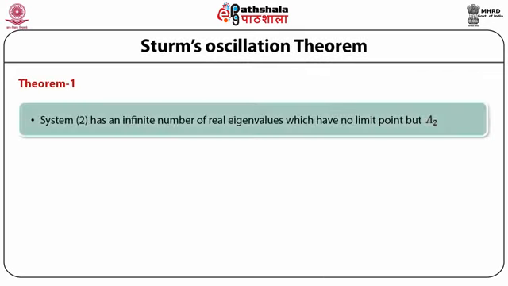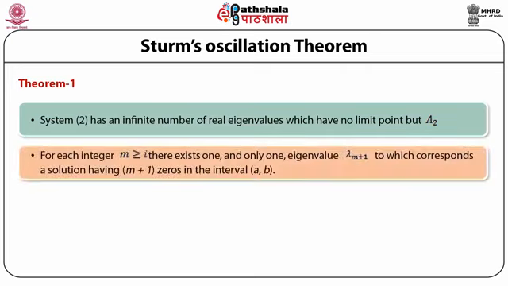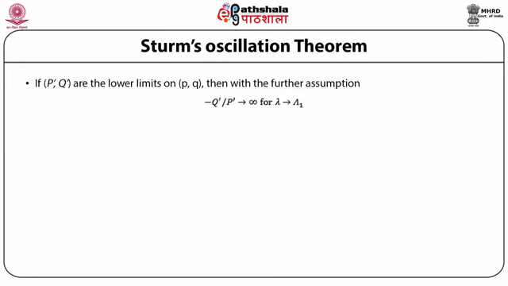Theorem 1. The system described by equation 2 has an infinite number of real eigenvalues which have no limit point but lambda 2. For each integer m greater than or equal to 0, there exists one and only one eigenvalue lambda m plus 1 to which corresponds a solution having m plus 1 zeros in the interval a to b. If capital P prime and capital Q prime are the lower limits on small p and small q, then with the further assumption minus capital Q prime by capital P prime tends to 0 for lambda tending to Greek lambda 1, we then get the second theorem.